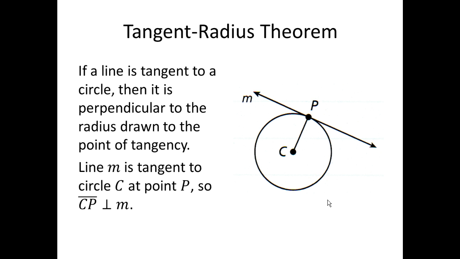We're going to conduct an experiment in class from which we can conclude that if a line is tangent to a circle, then it's perpendicular to the radius that's drawn to the point of tangency. Now notice for a circle, there's a lot of radii. But if you take the one radius that's drawn from the center of the circle to the point of tangency, then this theorem says that this angle formed by points C, P, and another point on the line is going to be a 90-degree angle. In other words, line M is tangent to circle C at point P, so the line segment CP is perpendicular to the line M.